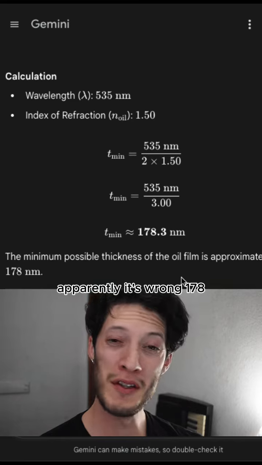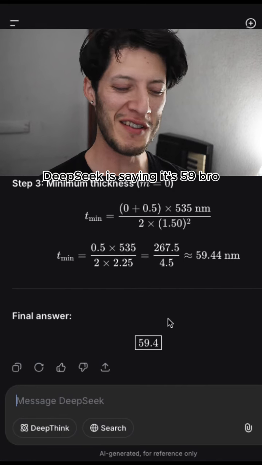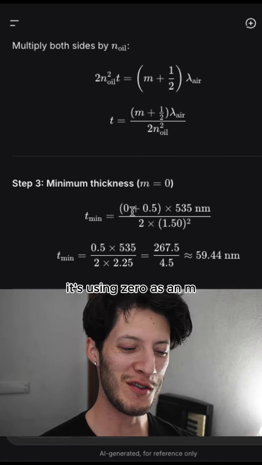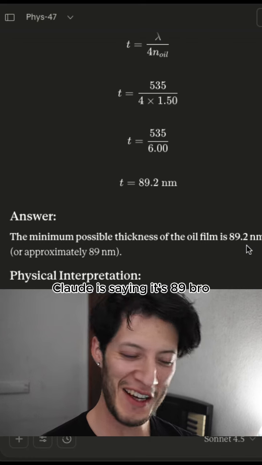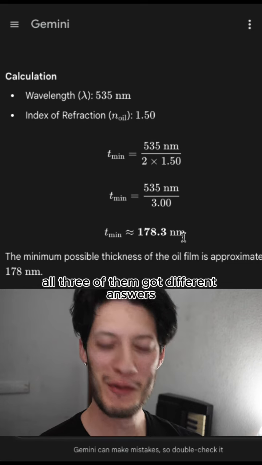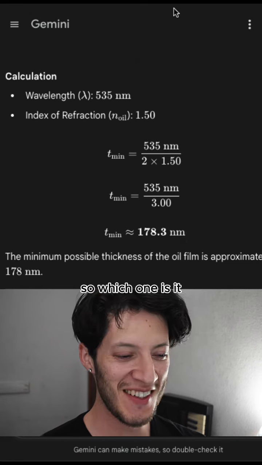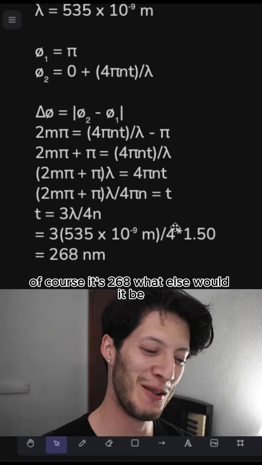Double check. Apparently it's wrong. 178. DeepSeek is saying it's 59, bro. It's using 0 as an M. Claude is saying it's 89, bro. All three of them got different answers. So which one is it? Of course it's 268. What else would it be?